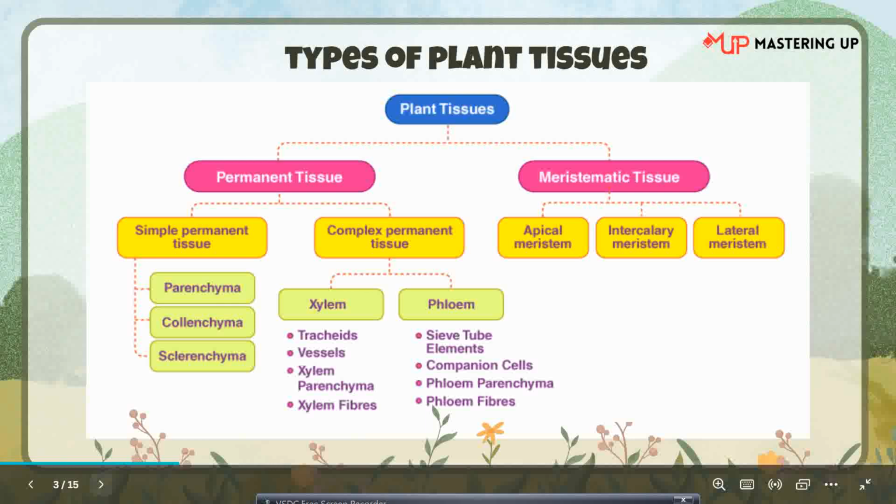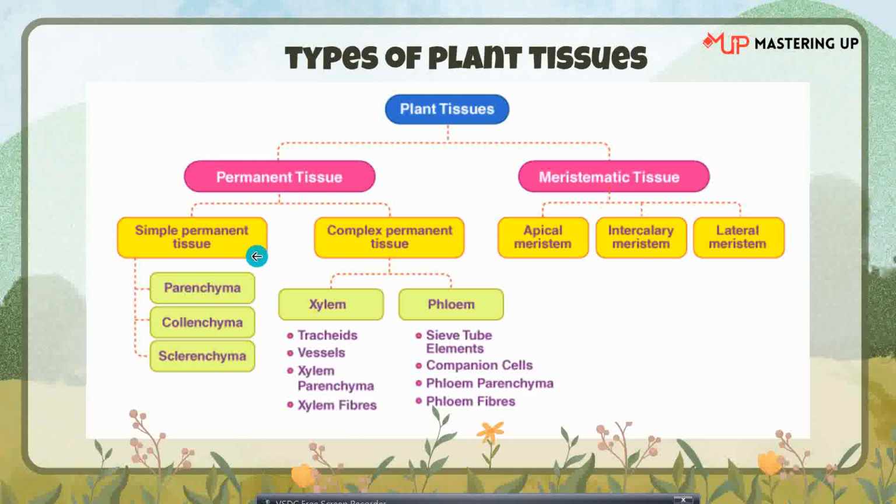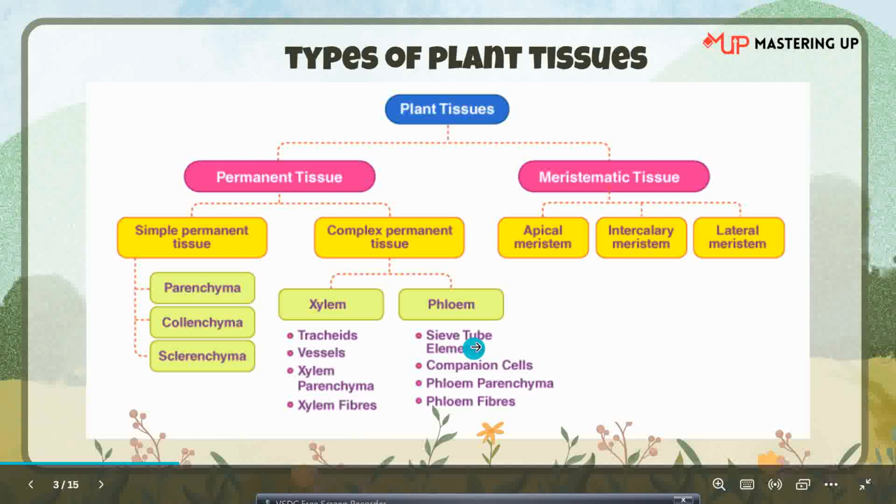The permanent tissue is again classified into two types: simple permanent tissue and complex permanent tissue. The simple permanent tissue is again differentiated into parenchyma, collenchyma and sclerenchyma. And the complex permanent tissue is divided into two types: xylem and phloem. Xylem consists of tracheids, vessels, xylem parenchyma and xylem fibers. And phloem is made up of sieve tube elements, companion cells, phloem parenchyma and phloem fibers. So xylem and phloem together form the complex permanent tissue.